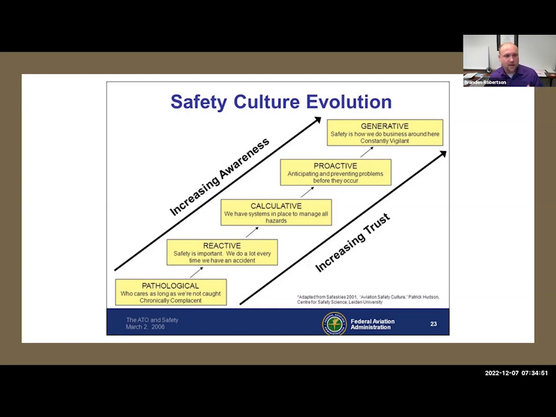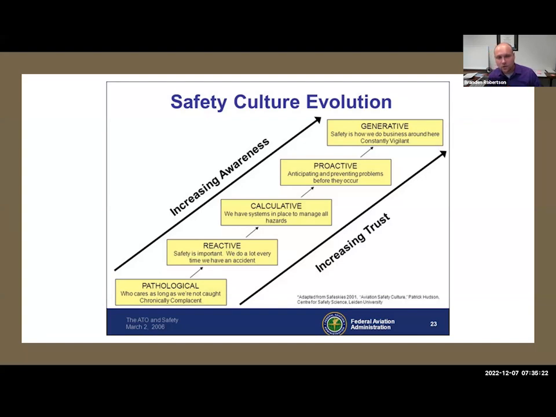But further up to that, you have reactive. Safety is important, and we do a lot every time we have an accident. So when something happens, we put all of our resources into it, but yet that's still not where we need to be. Remember, when there's an accident, there's patient harm. So how do we get better than that? We're calculated. We have systems in place to manage all these hazards. In healthcare, it's not as clear cut as it is with the FAA.